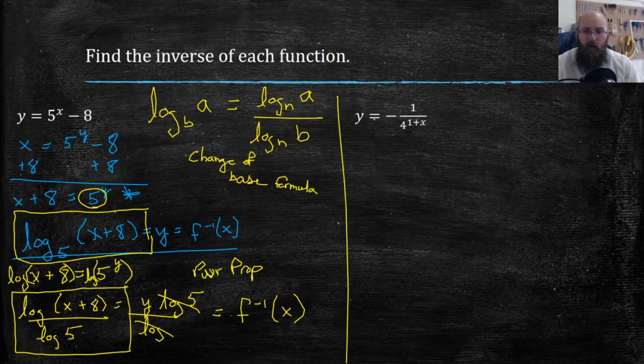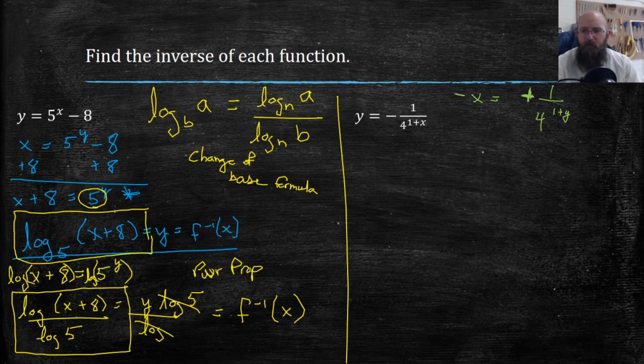Alrighty, we're over here on my right. Again, my goal is to isolate x. Well, it currently has a negative out in front of the whole thing. That's easy to want to get rid of. Oh, switch my x and y's too. So now it's x equals negative 1 over 4 to the 1 plus y. Let's get rid of that negative. So I'm going to multiply the left side and the right side by a negative. So my right side is now positive.